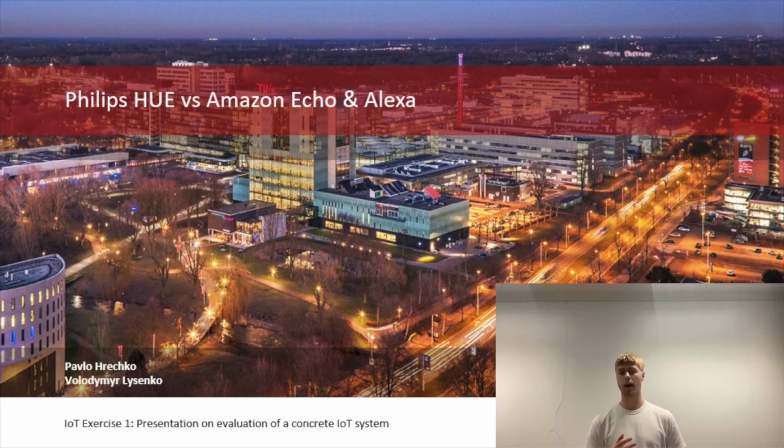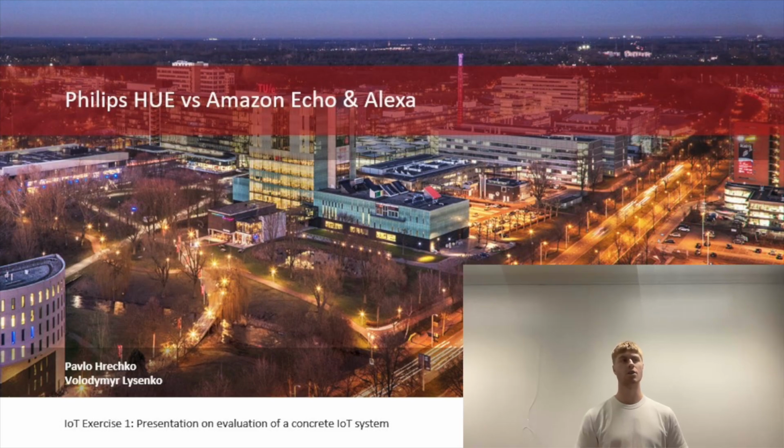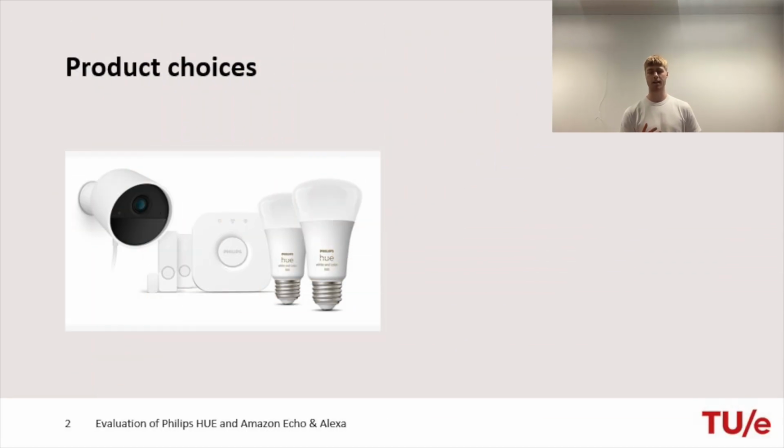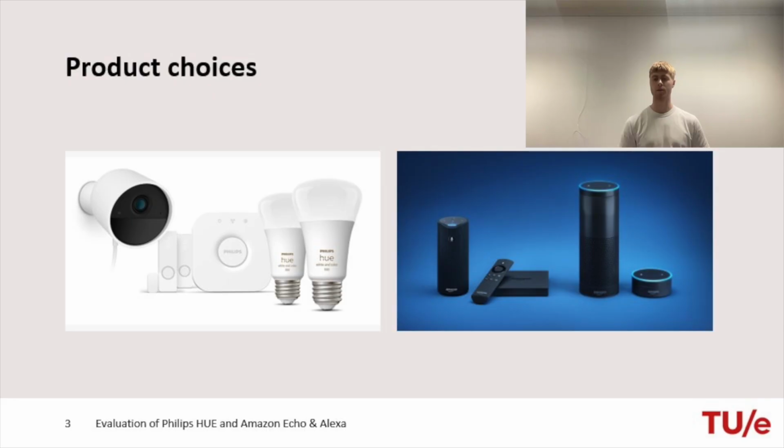Hello, and welcome to our presentation on the evaluation of concrete IoT systems. I'm Pavlo Hrechko, and together with my colleague Volodymyr Lysenko, we will present an architectural analysis of two IoT product families. For this analysis, we have selected Philips Hue as our first product, representing a gateway-based centralized lighting network, and Amazon Echo with Alexa as our second, representing a cloud-centric voice control system.